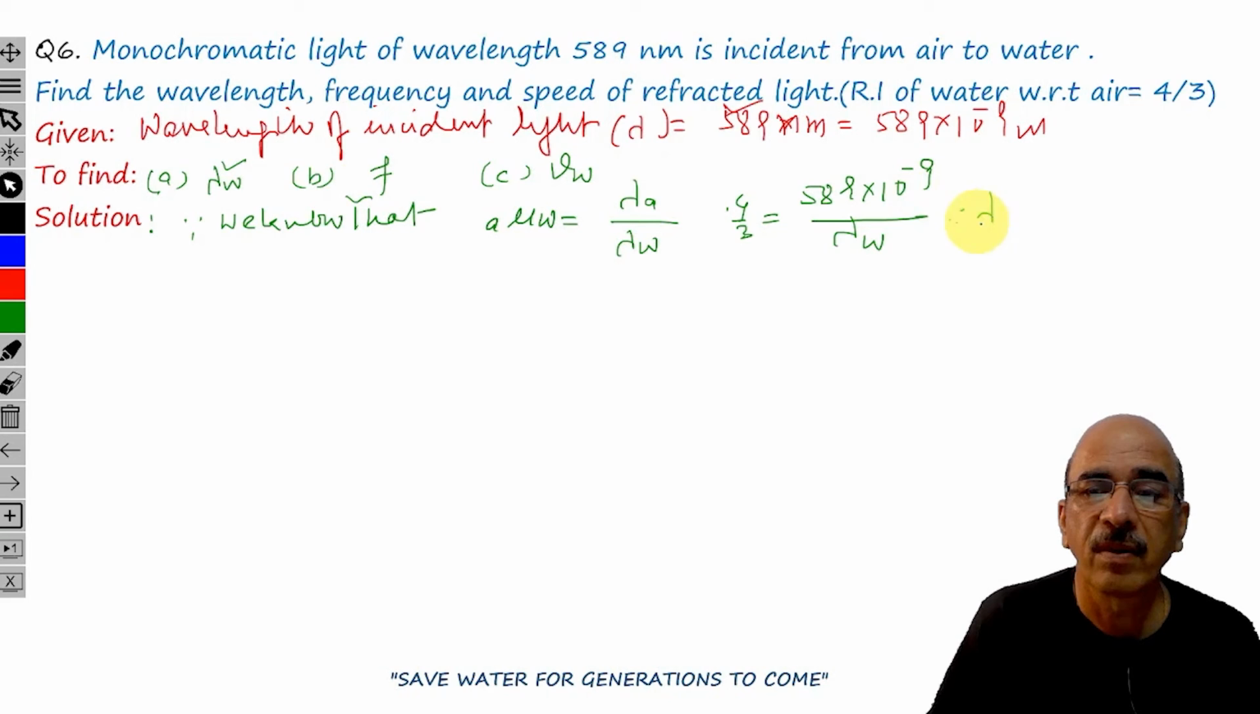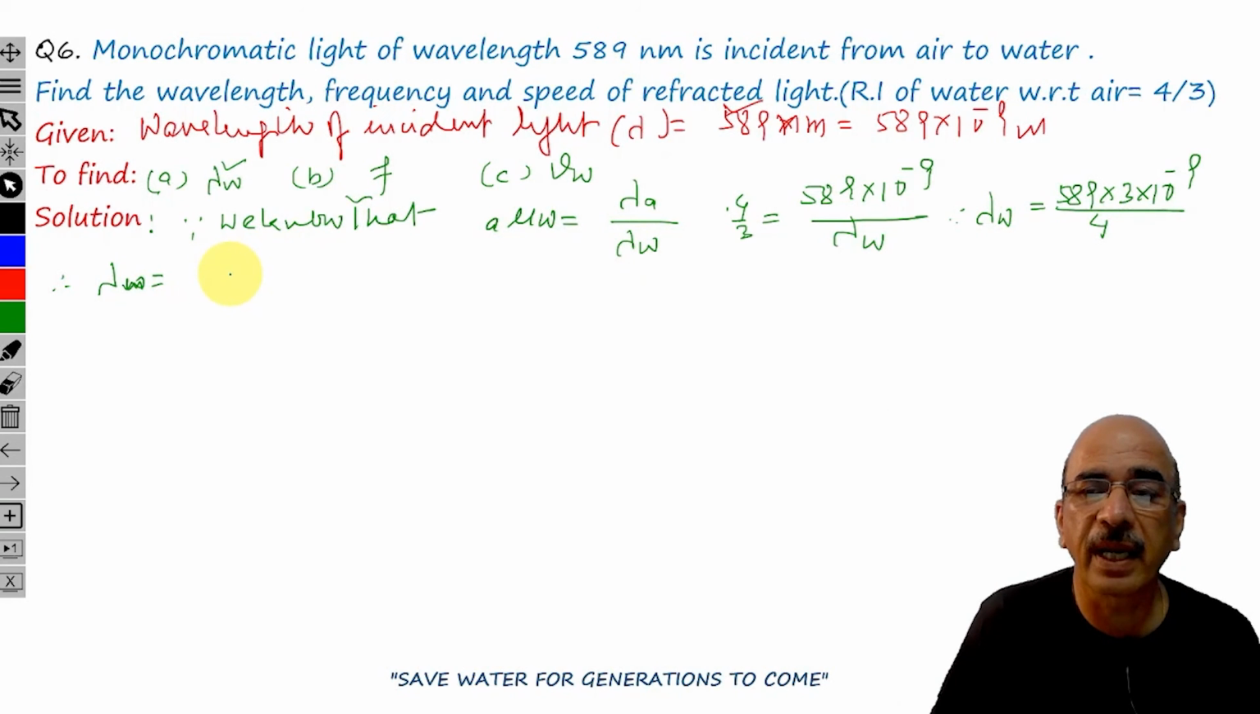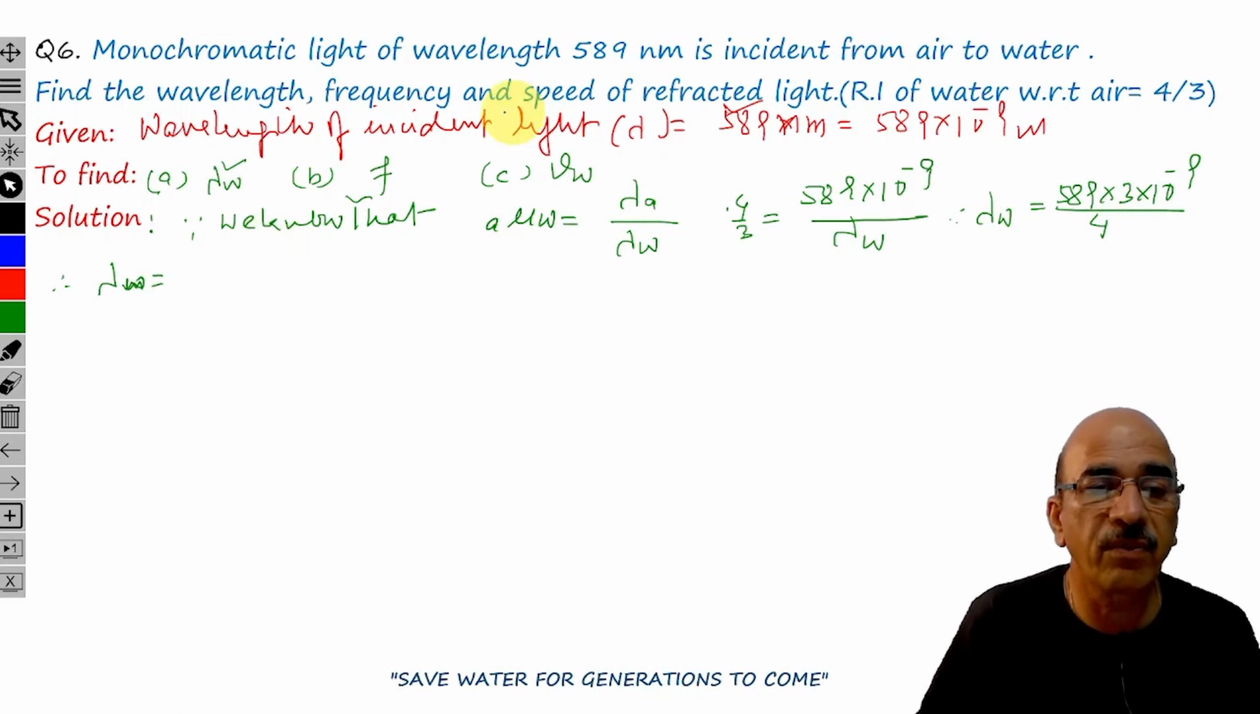So therefore wavelength of light in water will be 589 into 3 into 10 raised to minus 9 upon 4. Okay, cross multiplication will give it. Wavelength of light in air and wavelength of light in water, this is W here. So it will be divided by 4, 589 divided by 4. How much will it be? No, first we have to multiply.